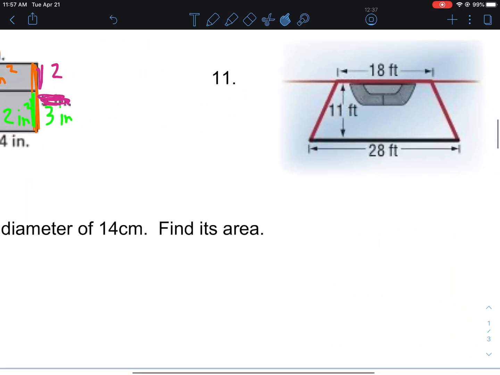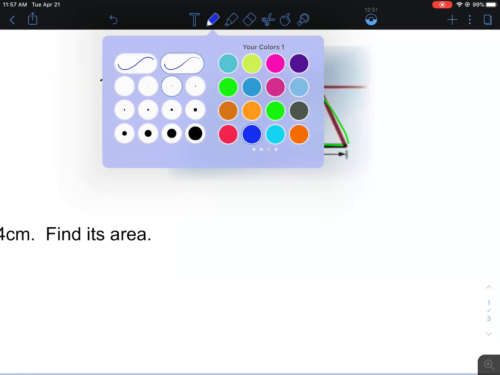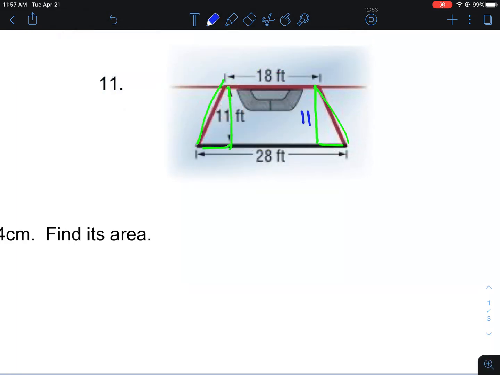Now, number 11 is a trapezoid. And if you knew the trapezoid formula, you could just do it. But when all else fails, this is a compound shape as well. You basically have 2 triangles that are the same because they have the same dimensions. And they both have a height of 11 feet. But what's tricky is what's their base.